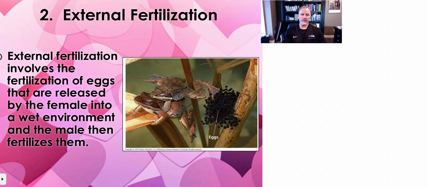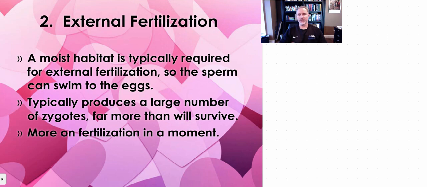And the sperm that get released swim through the wet, watery environment and fertilize the eggs that are there. And the moist habitat is generally required for this for obvious reasons, so that the sperm can get to the egg. And typically there's a large number of organisms that are produced, far more than will ever survive. And that's really what contributes to the perpetuation of the species, is producing more to survive. The larger number, the better chance that at least a few of them will survive to reproductive age. And we'll talk more about fertilization, some of the things with that, in a little while.